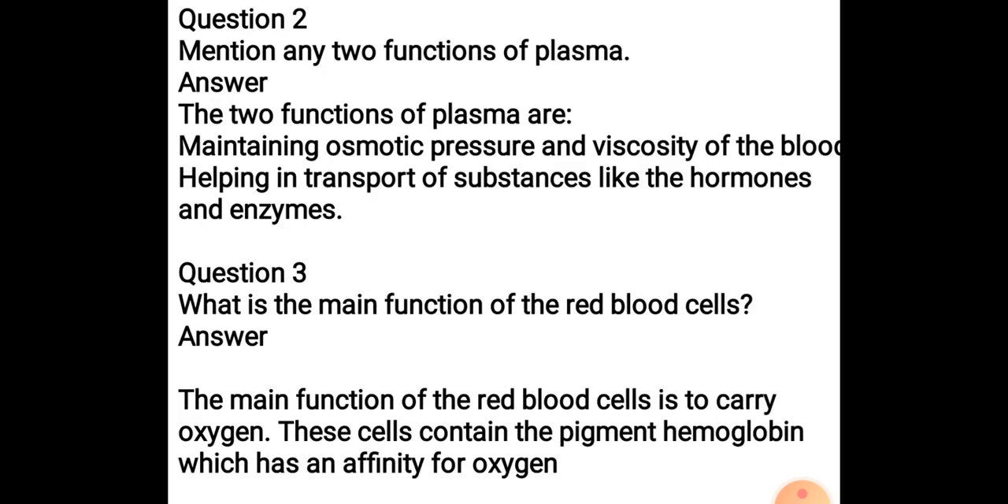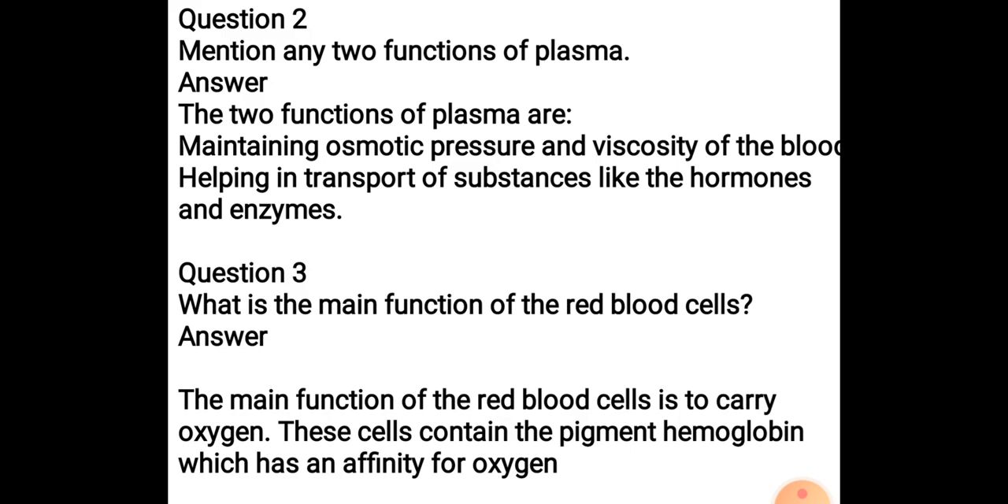Question number 2. Mention any two functions of plasma. The two functions of plasma are maintaining osmotic pressure and viscosity of the blood, and the next is help in transport of substances like the hormones and the enzymes. Next, what is the main function of RBCs?